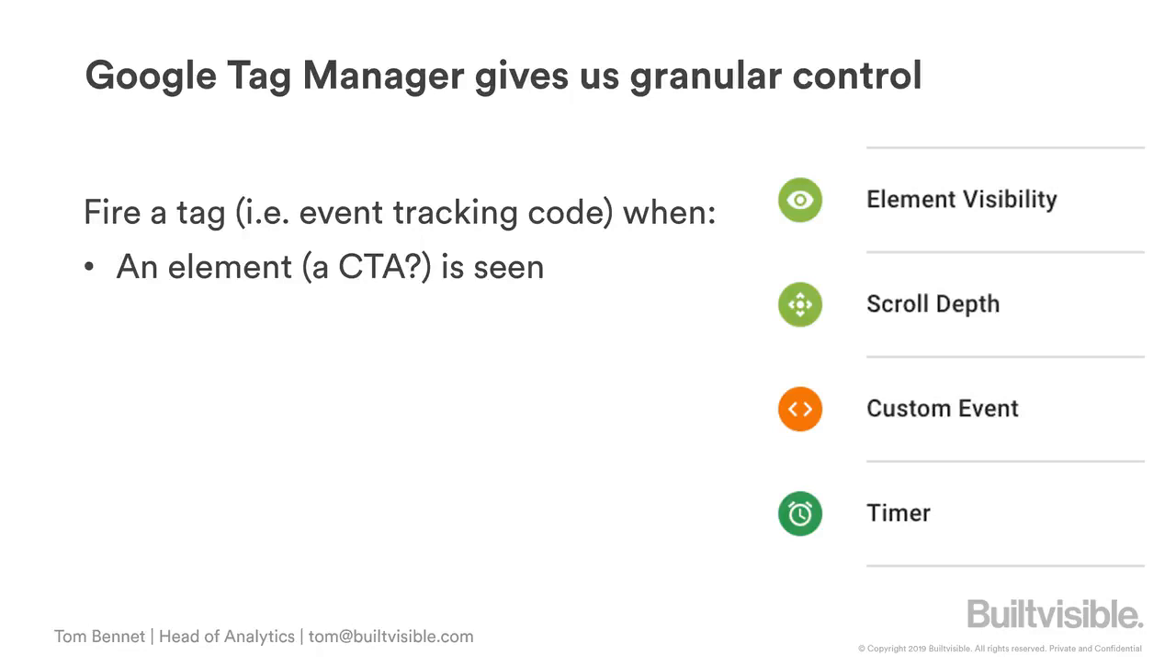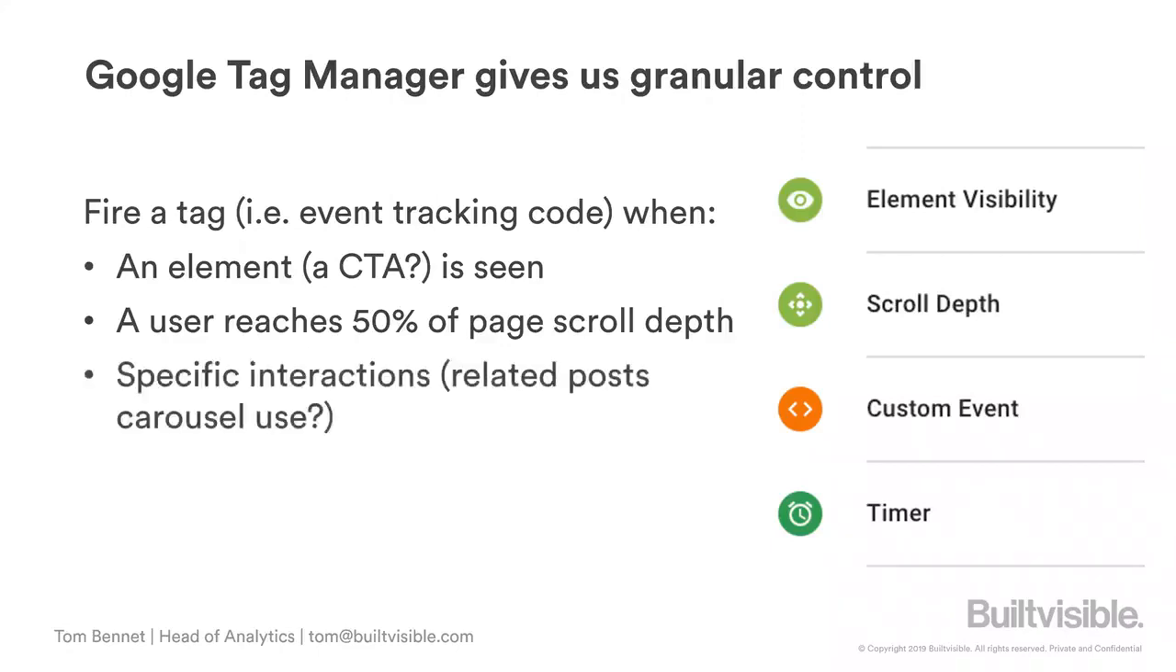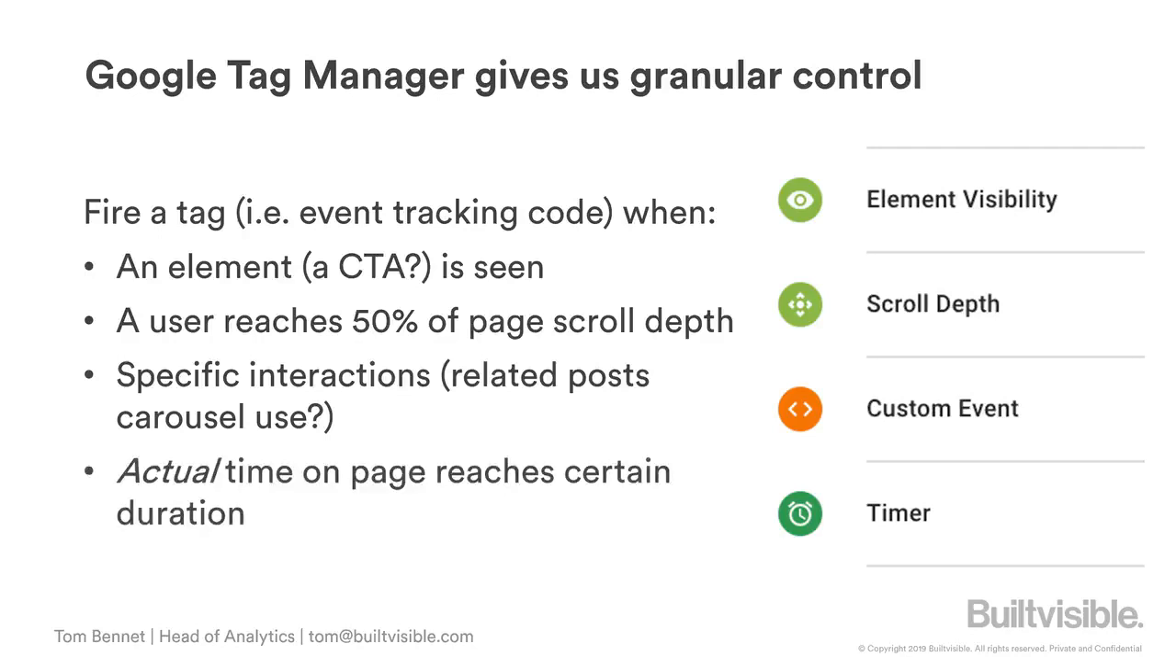Sometimes someone might land on your site and not see that call to action. So if you look at all page views versus that call to action, it's not going to be accurate. We can also use scroll depth, so looking at how far people get down a page. We can look at specific interactions, so this could be people using the related post carousel, it could be people interacting with a quiz you've got on the article. We can start defining a more accurate time on page. With the timer feature in GTM, we can send hits, so GA will be getting hits and will be able to work out that time on page.